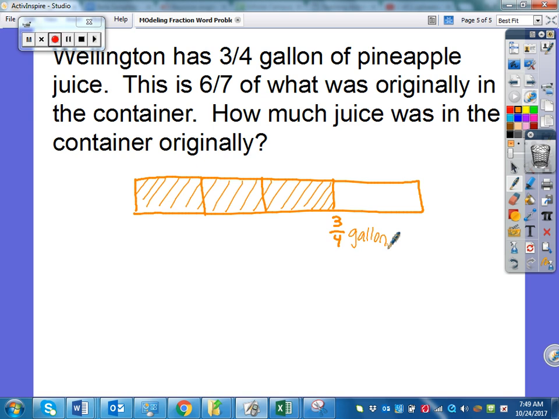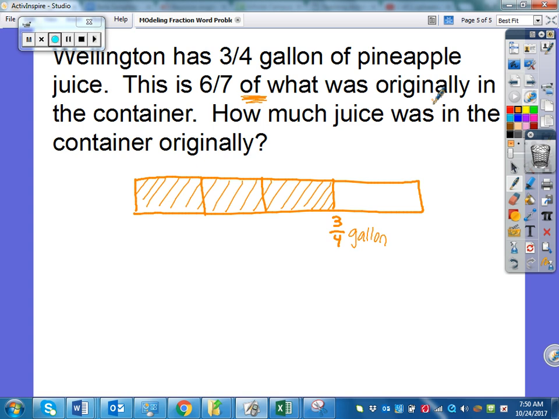People frequently get confused when they see this word "of," because "of" is a keyword for multiplying. But you're not going to multiply it by 3/4 because 3/4 is the part of the pineapple juice. You would multiply "of," you would do 6/7 times what was originally in the container to figure out the part. So this is working backwards.